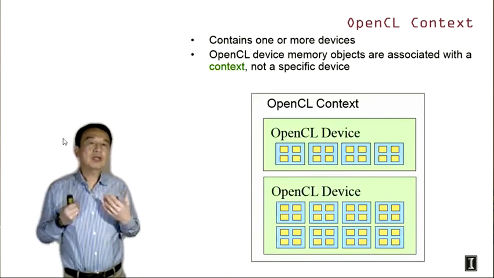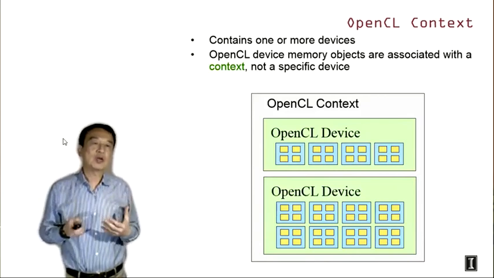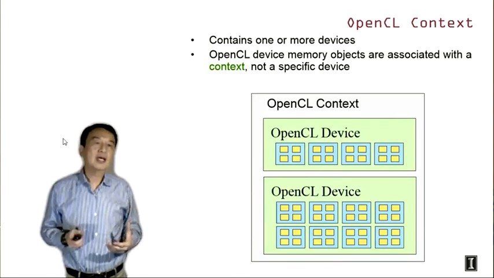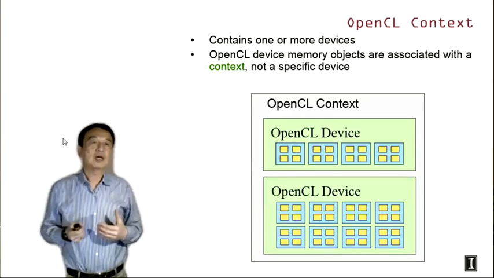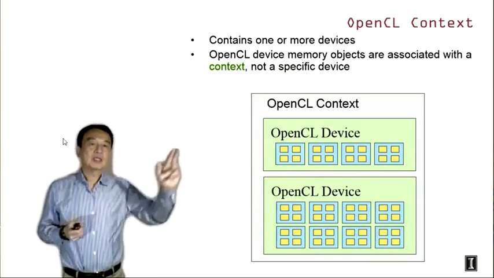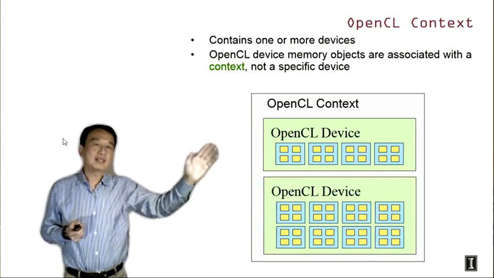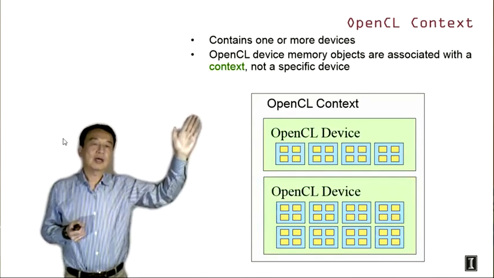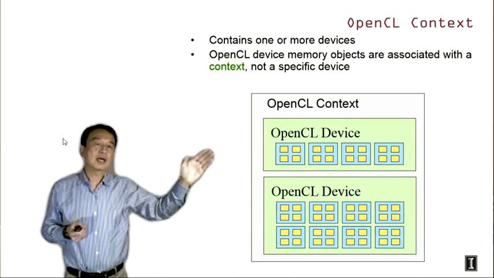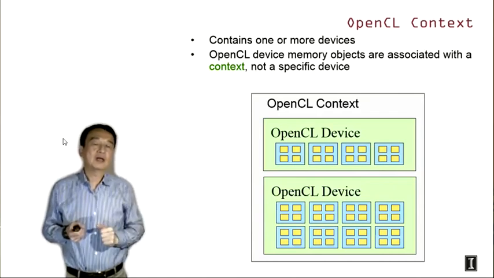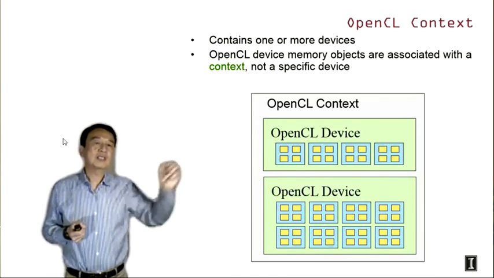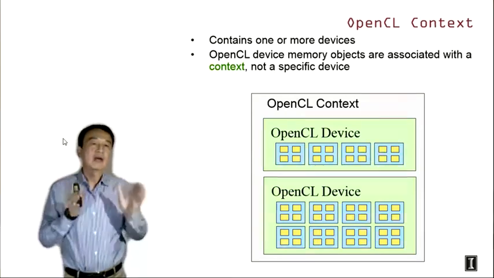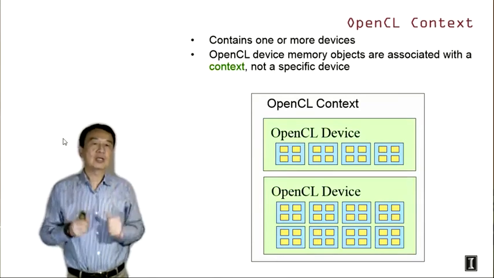So when we talk about the OpenCL memory model, we need to start with the concept of the OpenCL context. An OpenCL context is really the equivalent of a memory address space in the CPU or operating system concepts. So it contains one or more devices, and each OpenCL context can actually contain multiple OpenCL devices. And if multiple devices are declared in one OpenCL context, then these devices have shared access to the memory.